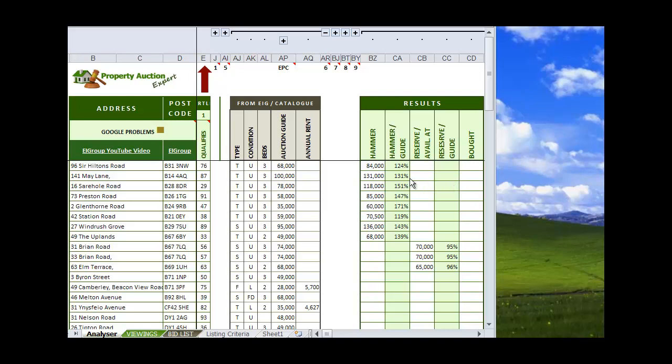These hammer guide and reserve guide percentages are just two more pieces of information which may assist you in trying to decide how much you should make your maximum bid, because quite obviously if you feel that 150% hammer guide gets you the deal, then it may be worth trying to see whether you can trim your costs so that you can bid 150%.